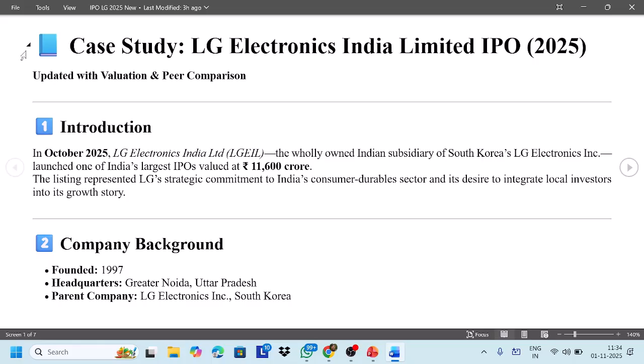October 2025, LG Electronics India, the wholly owned Indian subsidiary of South Korea's LG Electronics, launched one of India's largest IPOs valued at Rs 11,600 crore. The listing represented LG's strategic commitment to India's consumer durable sector and its desire to integrate local investors into its growth story.